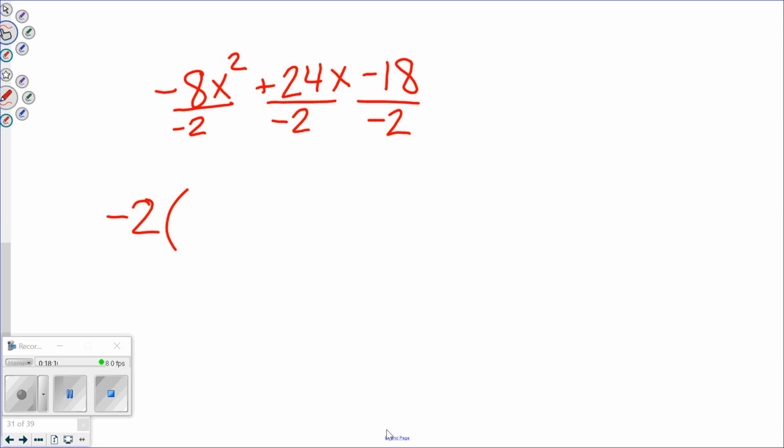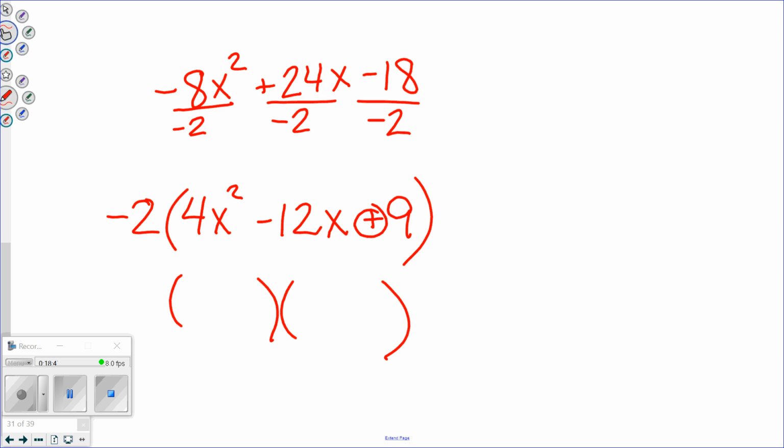So what are we left with? A positive 4x squared. Then what? Minus 12x and plus 9. Okay, you guys see that? How your signs all flip. That changes everything. So if your first one's negative, you've got to take it out. Always, always, always. All right, so we're now left with our x squared, our x, and our number. We're in the right form, so we can try to factor further.